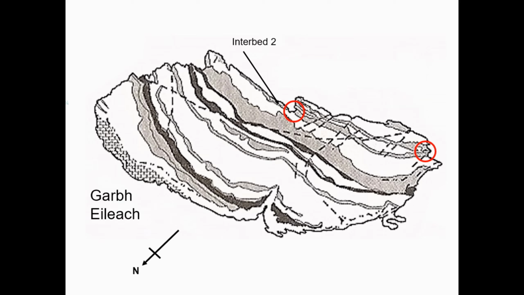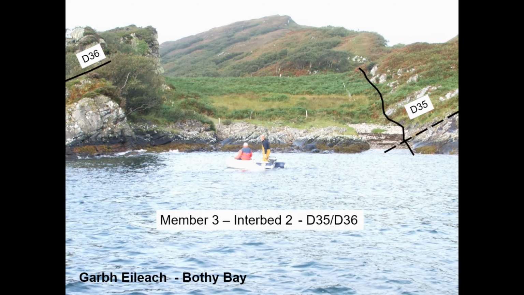That's exposed on the east coast, in a little bay called Bothy Bay, and also on the west coast. These 2 sections are about 800 meters apart. So in Bothy Bay, we can see on your right the top of D35, and on your left the base of D36, and again this interbed occupies low ground, a bay in between.